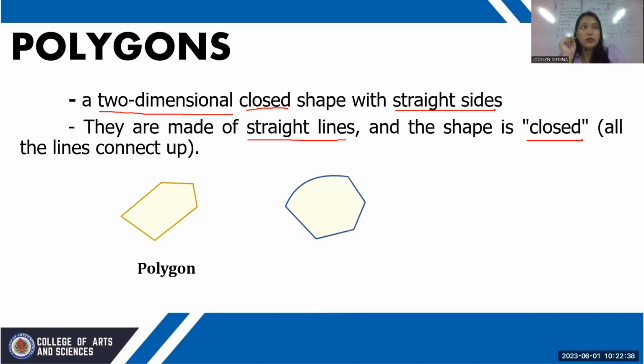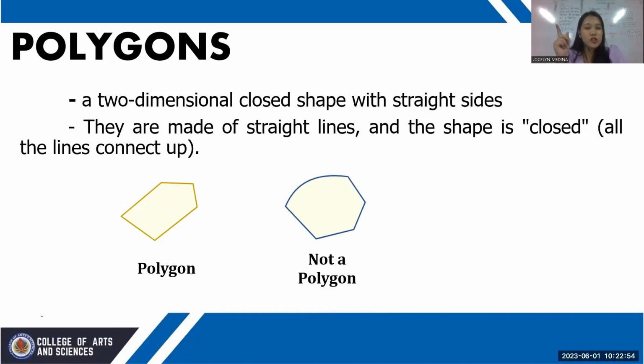First, description. Straight line ba lahat ng nagamit? Obviously, hindi. Meron tayong curved line dito, which makes it not a polygon. Some may argue, ma'am, closed naman. But I said it should be closed and it should have straight lines. Even if it's closed, meron tayong curved line, so it's not a polygon. Okay? O, last figure.